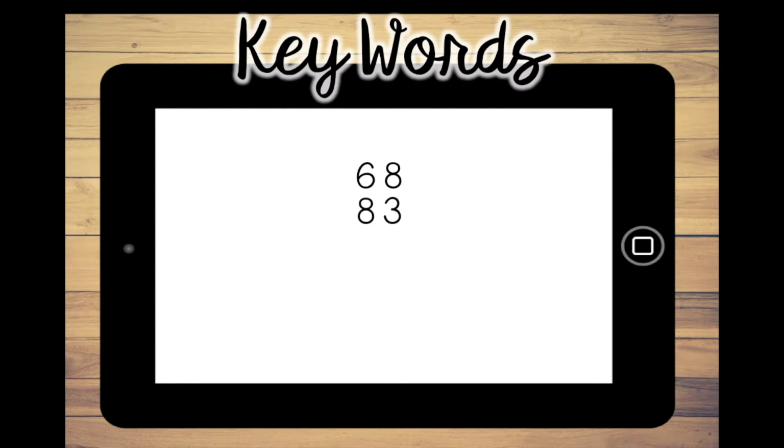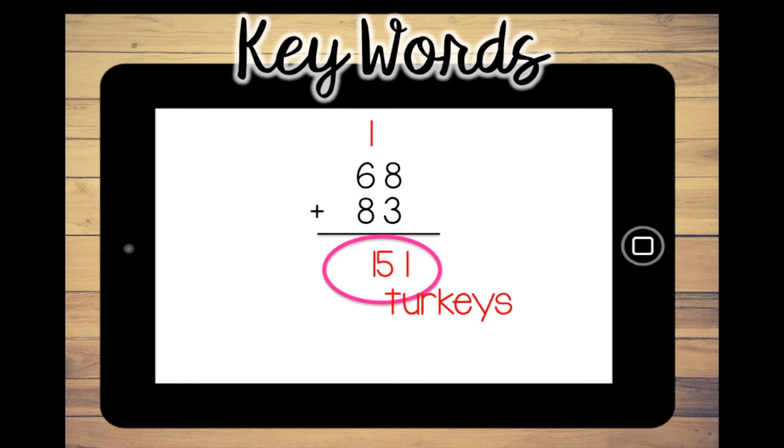Okay, 68 plus 83. We have to first start in the ones place. 8 plus 3 is going to be 11. So we're going to put a 1 down at the ones and a 1 on the top of the tens. 1 plus 6 plus 8 is 15. If you got 151 turkeys, you're correct.